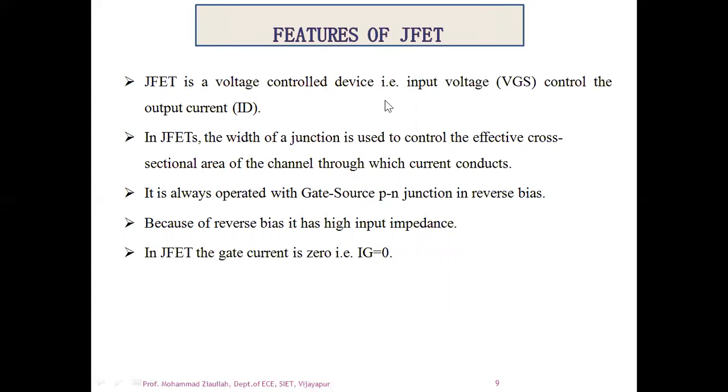Following are the features of JFET. The first feature of JFET is that it is used as a voltage control device, where we apply the input between the source and gate, that is VGS, which is used to control the output current or drain current. In JFET, the width of the junction is used to control the effective cross-sectional area of the channel through which the current conducts.